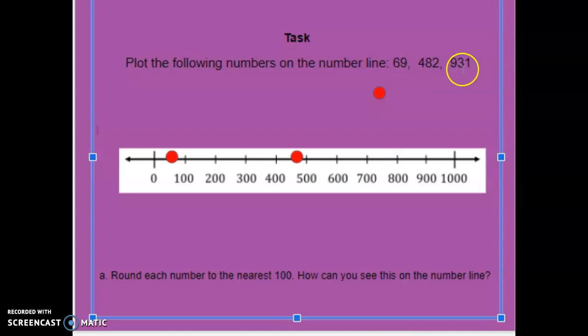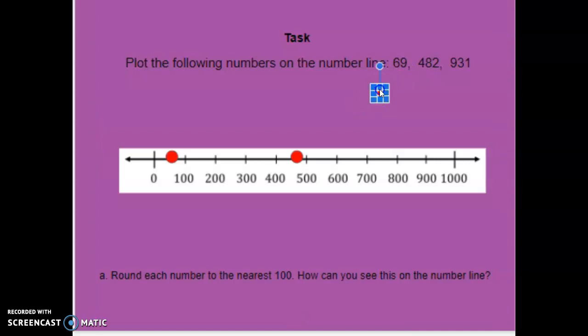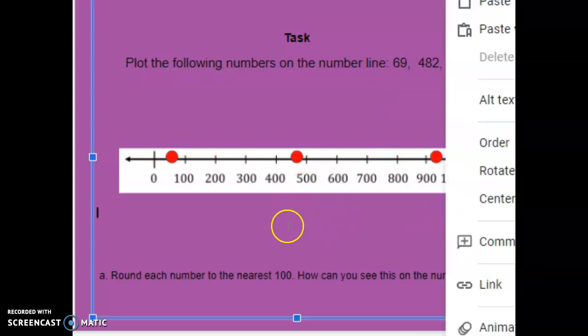The next number is 931. Again, I'm going to look at that hundreds place value. It's a 9, so I know it's going to be 900, but it could also be close to 1,000. So I'm going to grab that dot and I'm going to think, is it greater than 950 or is it less than 950? So I already know that 931 is less than 950, and I'm going to pull it down on my number line.